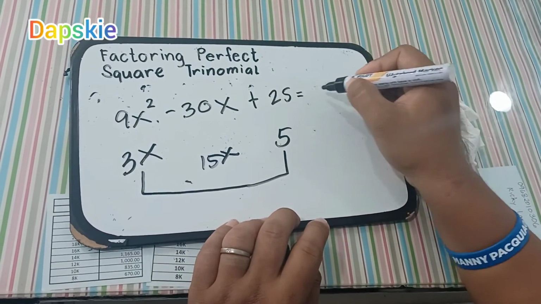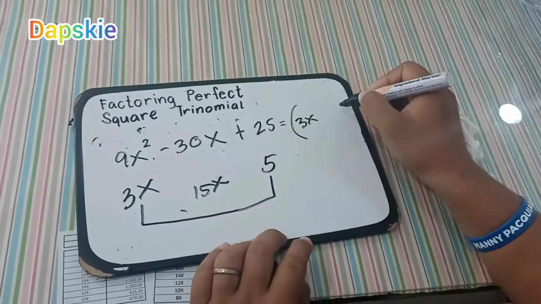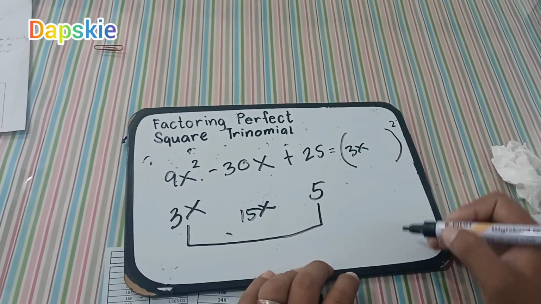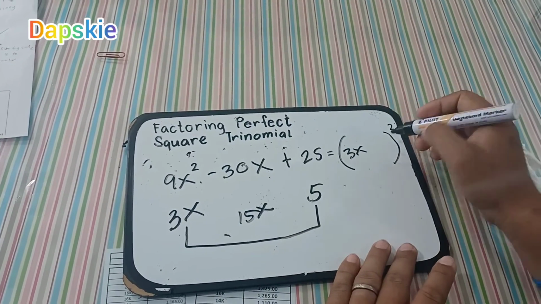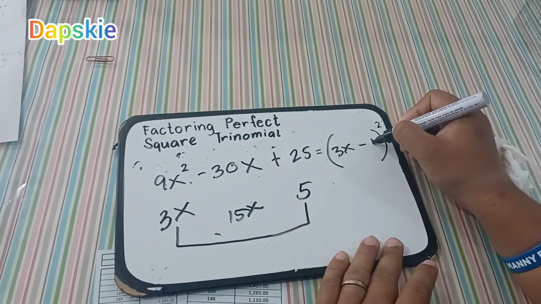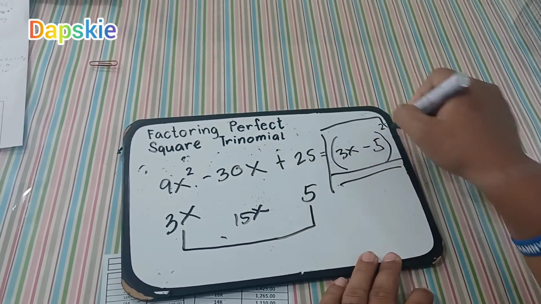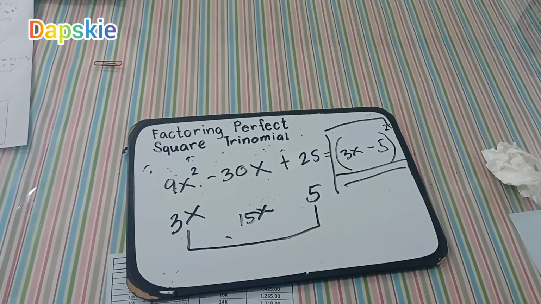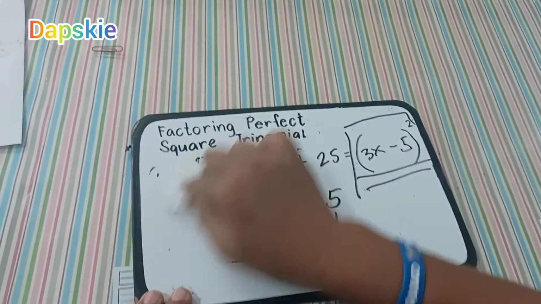So, ngayon, factor po natin dito. So, yung 3x, square of binomial. Copy natin yung negative 5. So, ito yung factor dito sa perfect square trinomial na ito. Okay? So, next example, proceed tayo.